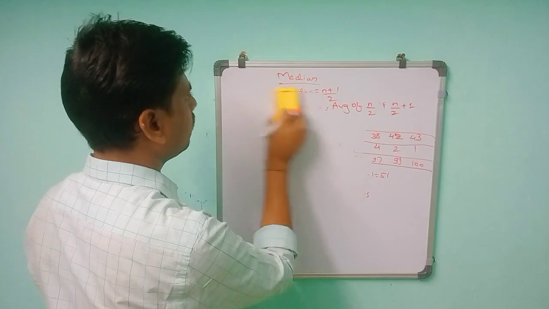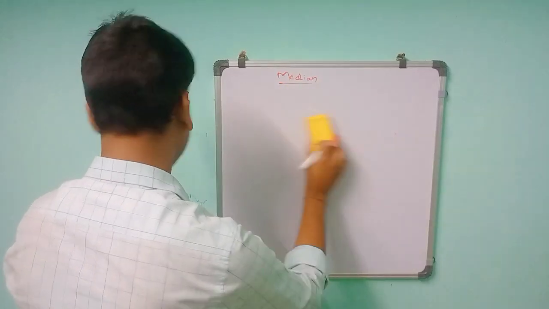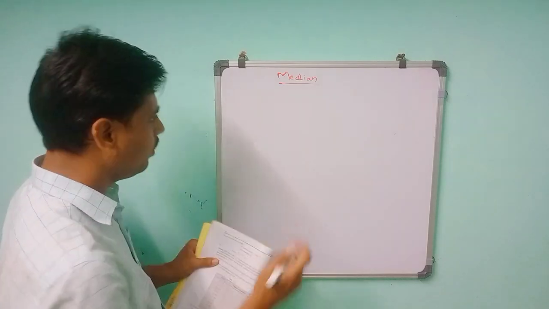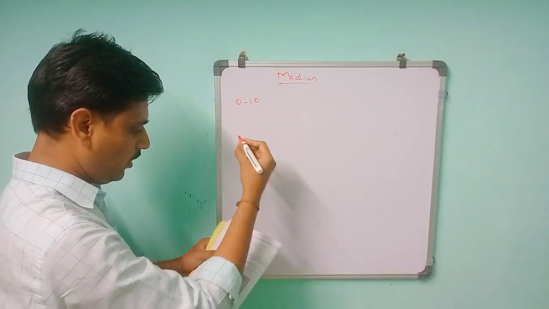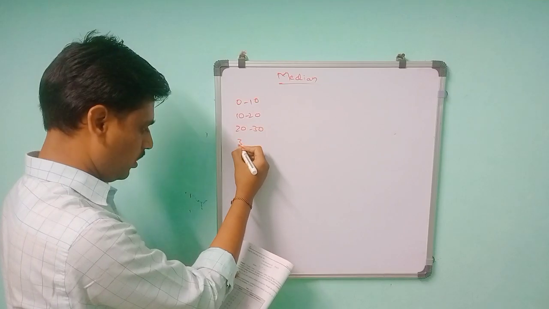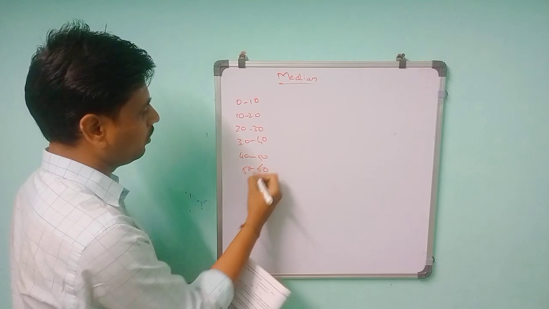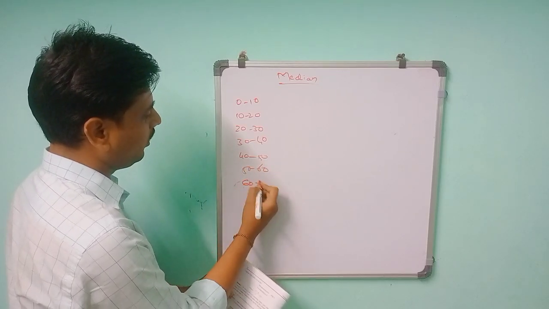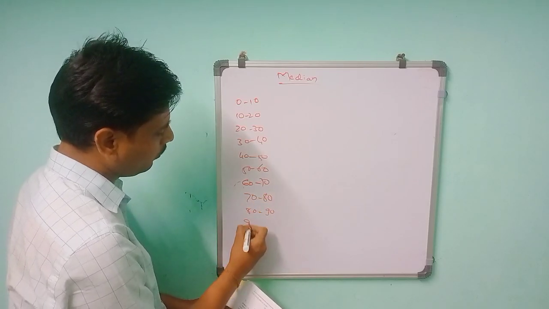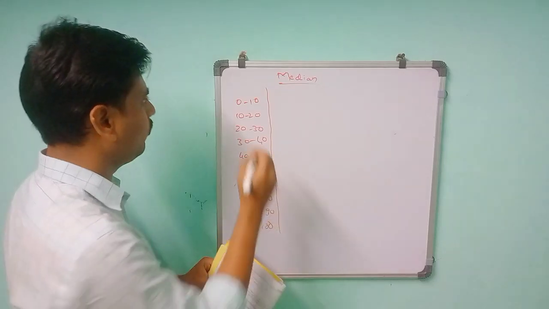Then, for the median of grouped data, they give the class intervals 0 to 10, 10 to 20, 20 to 30, 30 to 40, 40 to 50, 50 to 60, 60 to 70, 70 to 80, 80 to 90, and 90 to 100. So these are the class intervals of the marks.